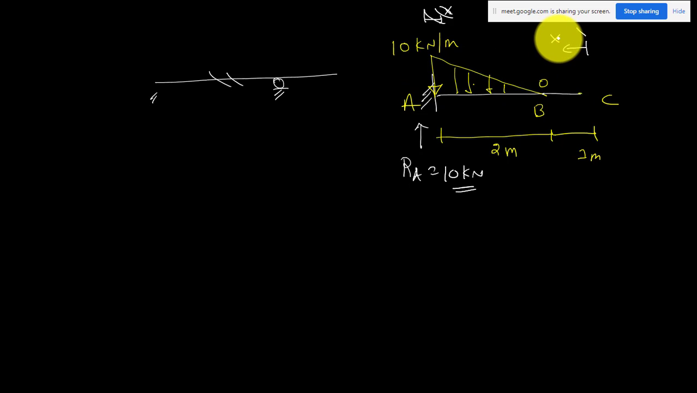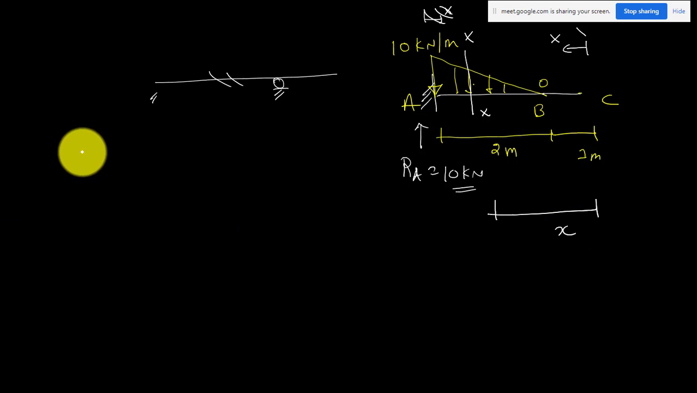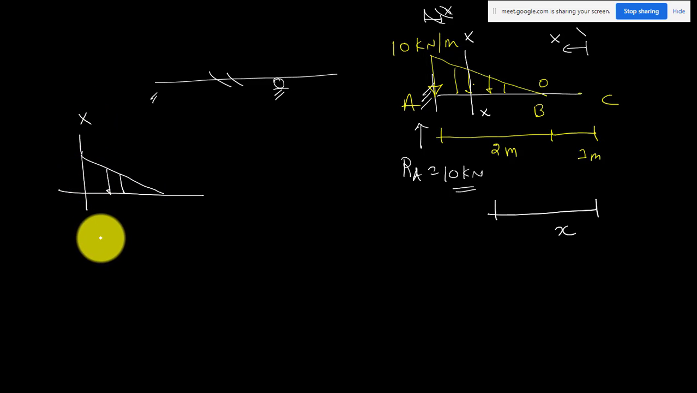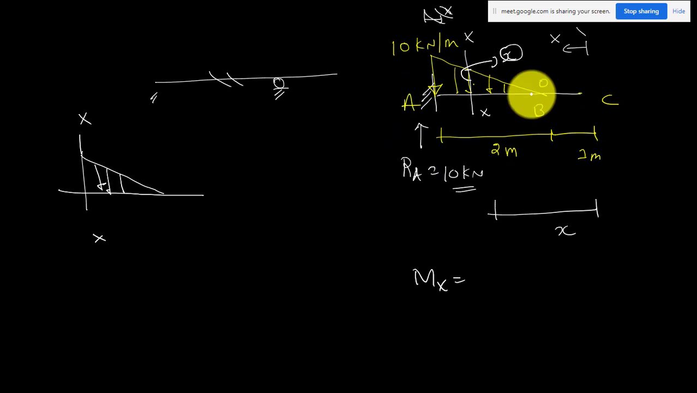You take x from here, you take a section here, this is going to be x. So this is your loading, this is your section. I want to write the moment for section x, correct? You have a triangular load, so you can find out the intensity in terms of x from this triangular variation. So now you can directly apply the double integration method.